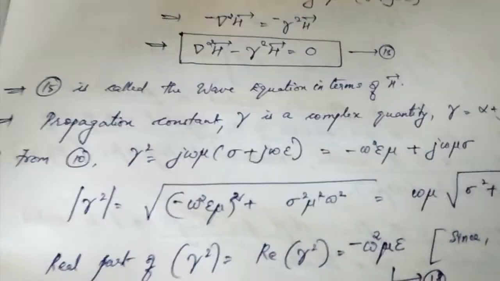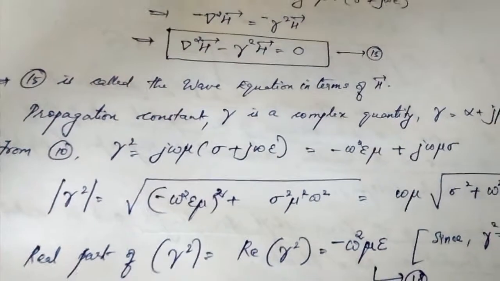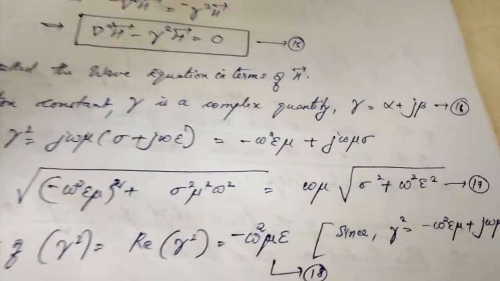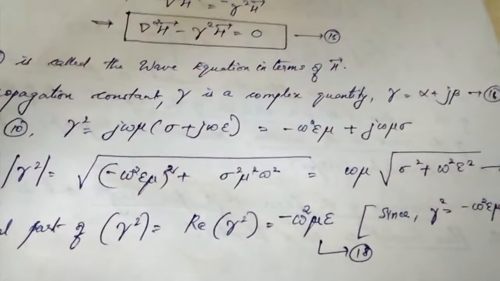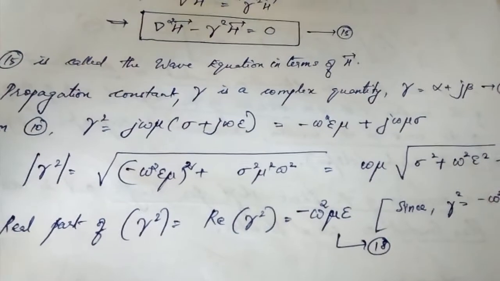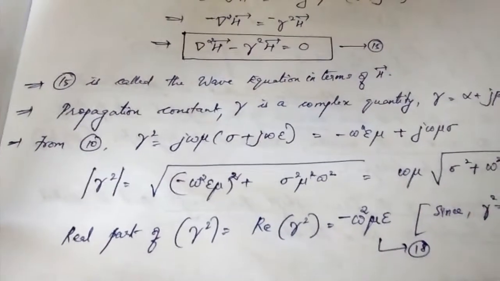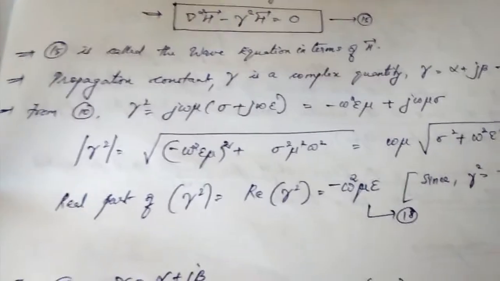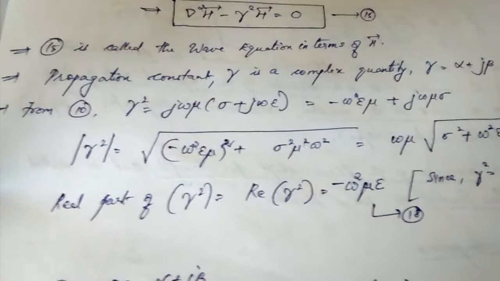So you can see the propagation constant gamma is a complex quantity. It consists of two parts, a real part and an imaginary part. Gamma is equal to alpha plus j beta. Alpha is known as the attenuation constant and beta is known as the phase constant. Also gamma has another equation, gamma square is equal to j omega mu into sigma plus j omega epsilon.